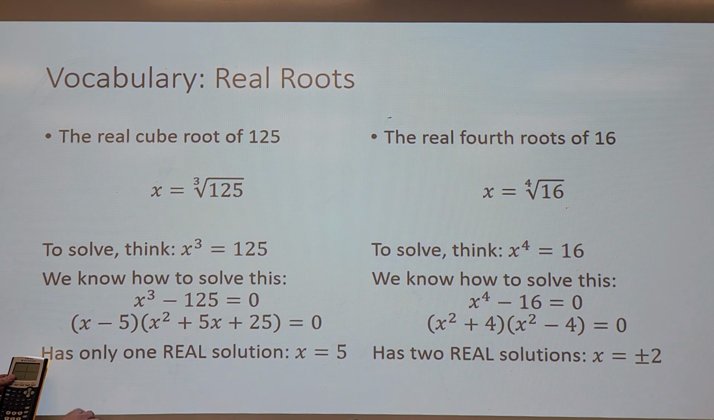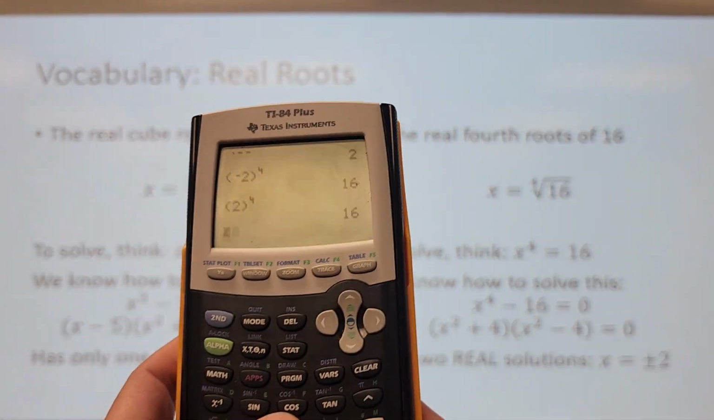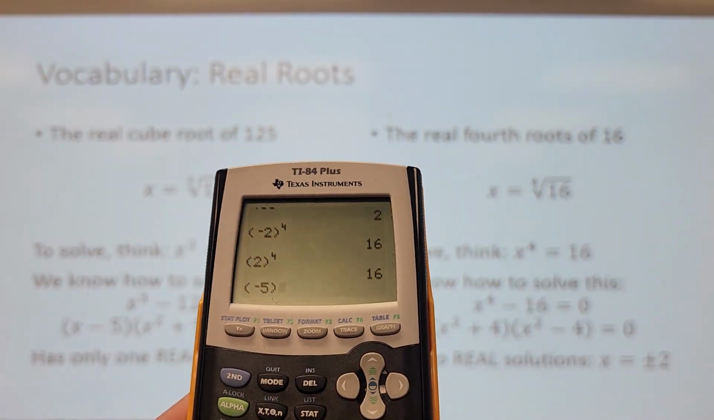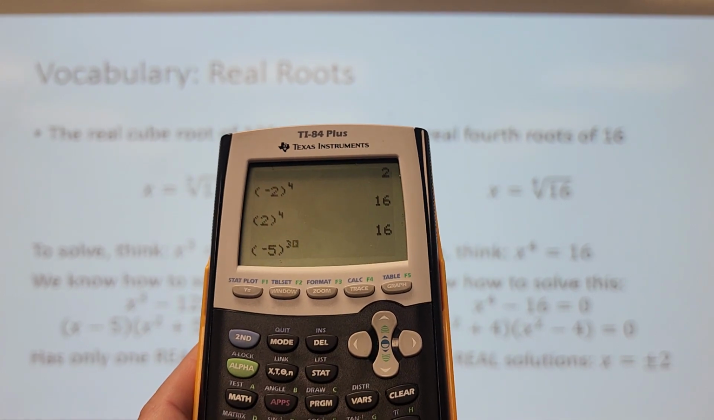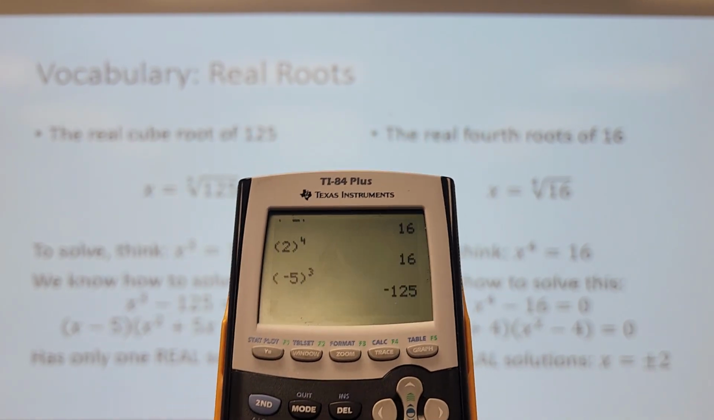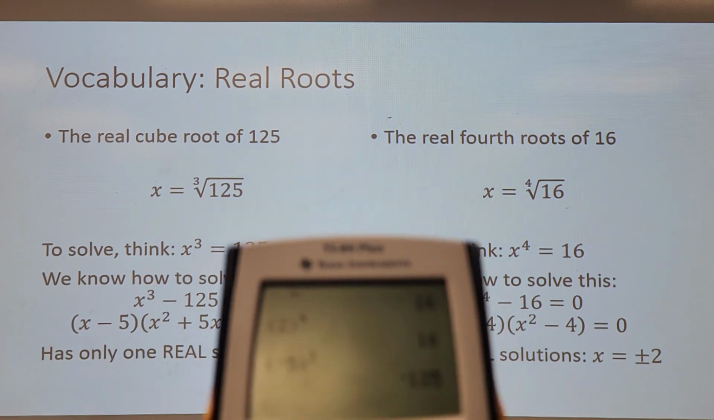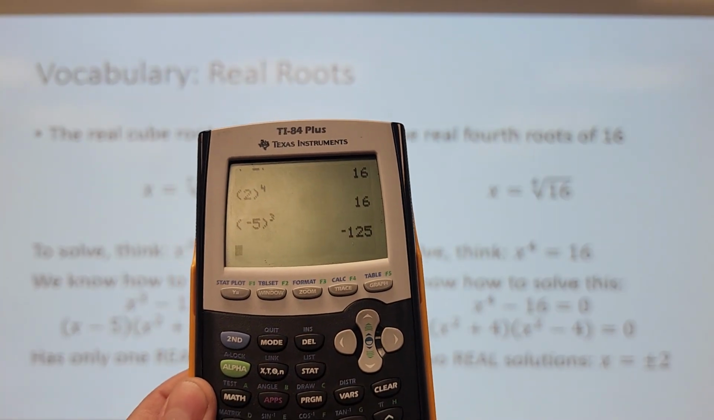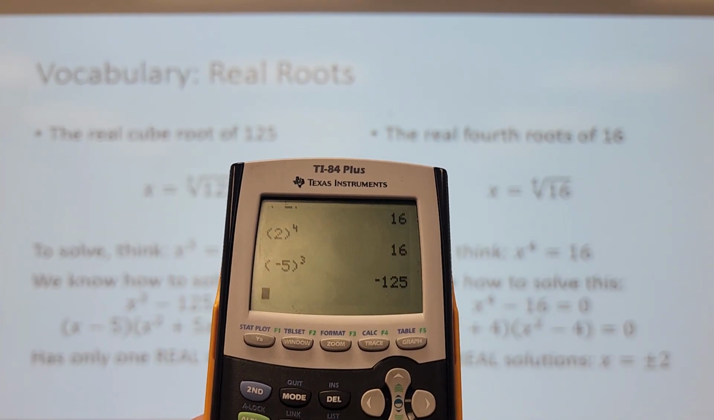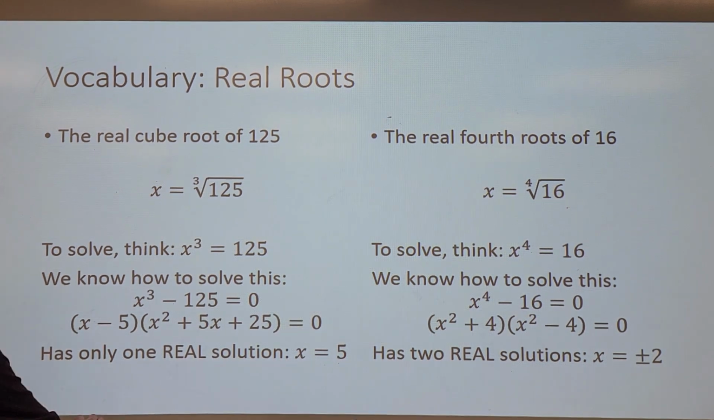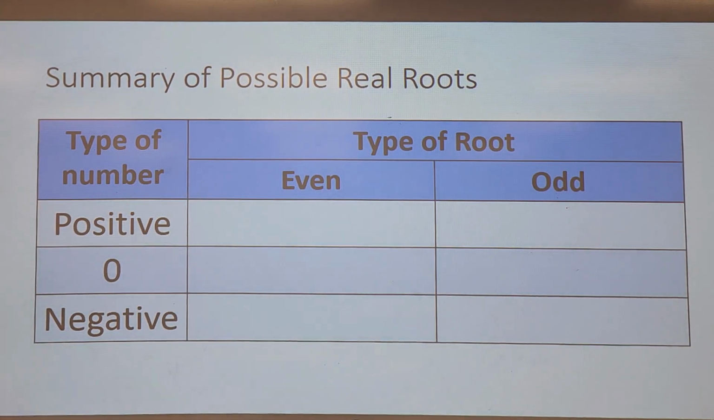Because negative 5, let's do this. Let me show you this. Negative 5, if I would put this in parentheses, negative 5 to the third power is going to give us negative 125, all right? So we can take odd roots of negative numbers, but we can't take even roots of negative numbers because it gives us imaginary output. So we're going to focus on real roots in this unit.